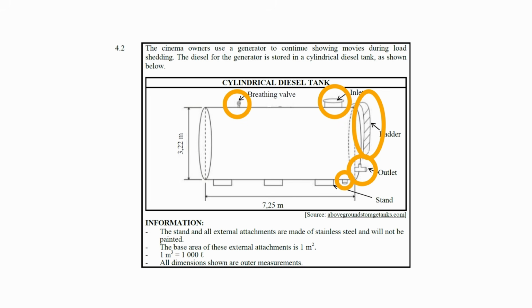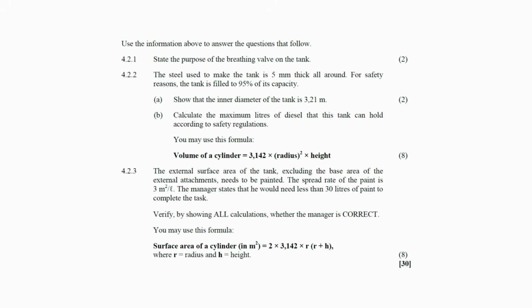What the question wants you to do is to calculate the area to be painted excluding these areas below the attachments. So what you will have to do is calculate the total surface area of the cylinder, then minus all the little areas covered up by these attachments to find the total surface area to be painted. The surface area of the tank is calculated using this formula here.